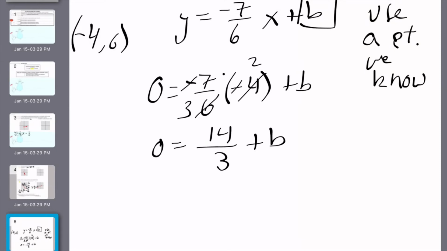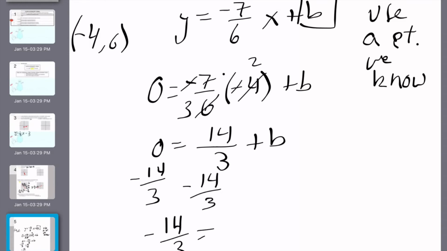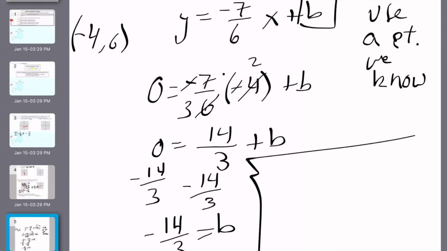Now in order to solve for b, I need to move my 14 thirds constant over to the other side. So I know that negative 14 thirds is equal to b. So I am now able to write my equation. I have y equals my slope of negative 7/6 x minus 14 thirds. And that's going to be my equation.